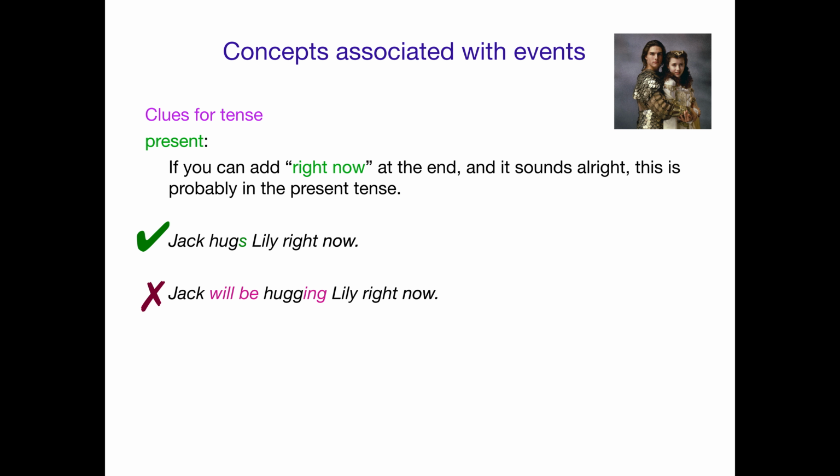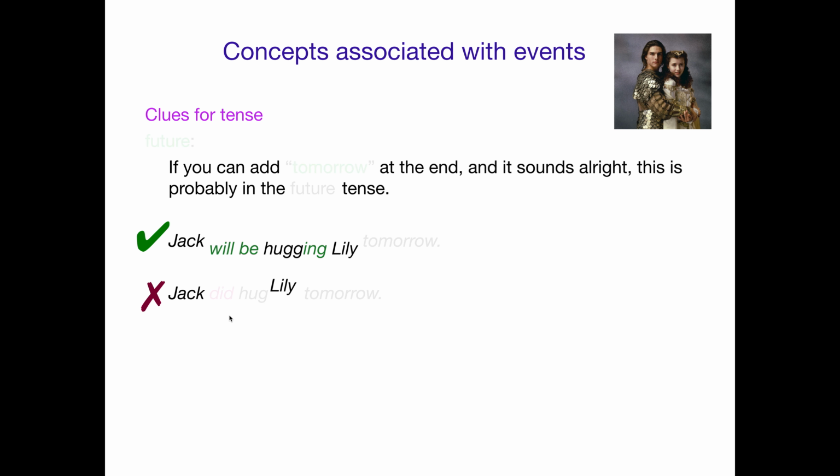For the present tense, right now is a really good indicator. If you can add right now or right this moment, and it sounds okay, this is probably in the present tense. So Jack hugs Lily right now. That sounds fine. Jack will be hugging Lily right now. Sounds weird because, again, will is our signal actually of the future tense.